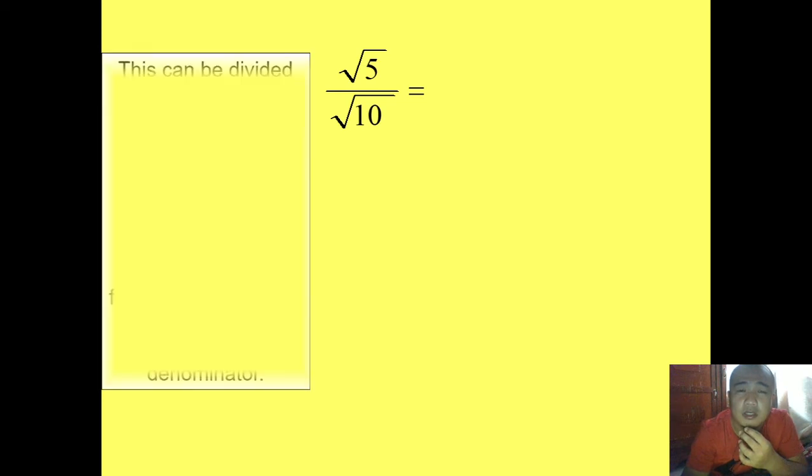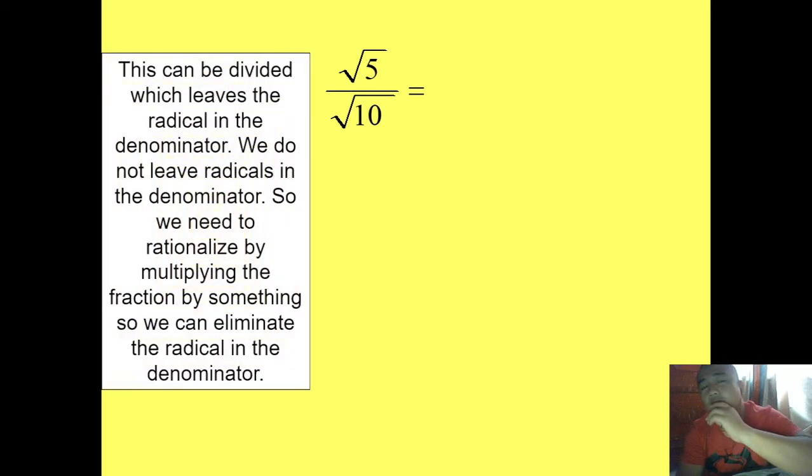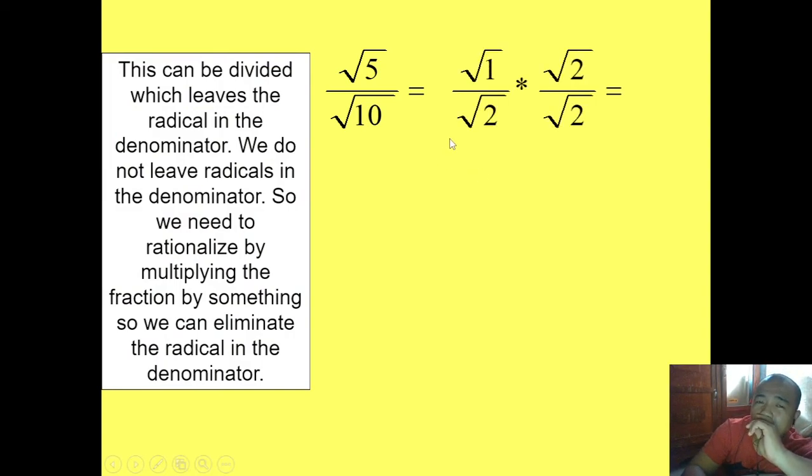Another one, let us rationalize this. We do not leave radicals in the denominator, so we need to rationalize. First, we're going to get the lowest term of 5 over 10. The expression is square root of 5 over 10, but 5 over 10 is 1 over 2. So square root of 1 over square root of 2. Since there is still a radical in the denominator, we rationalize by multiplying by square root of 2 over square root of 2. Square root of 2 over 2 is the answer, because in the denominator, square root of 2 times 2 is square root of 4, and square root of 4 is 2.